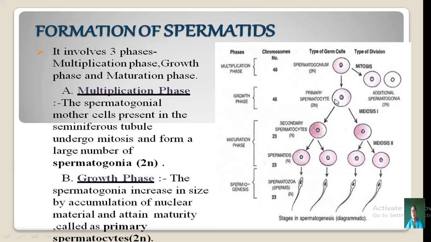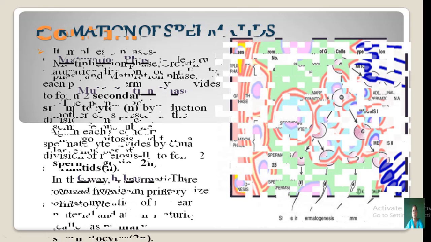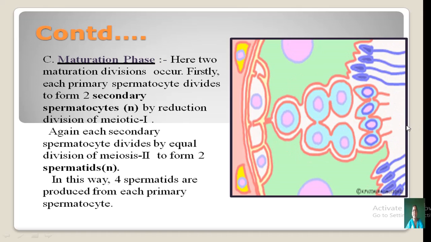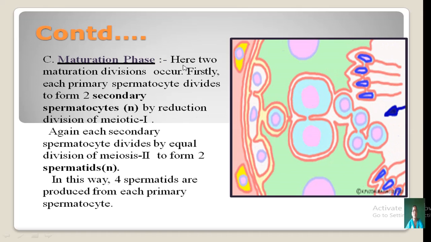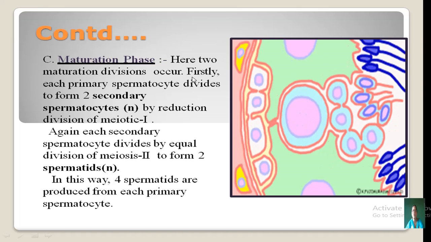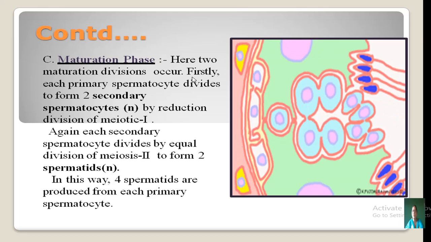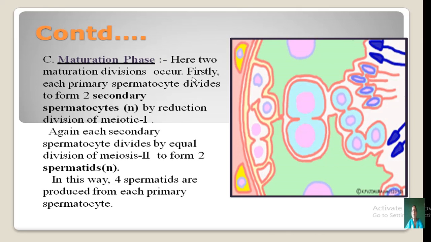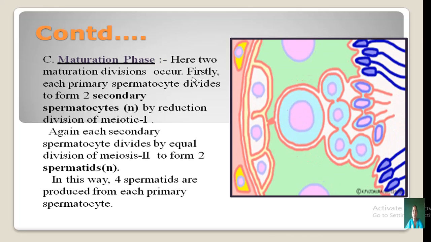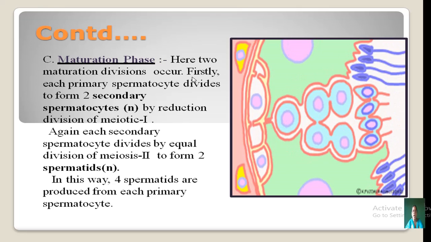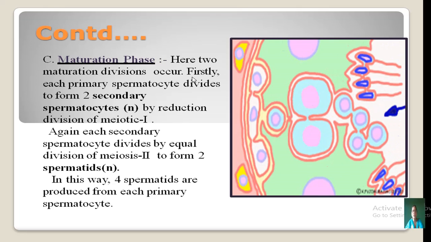The primary spermatocyte undergoes maturation division to produce the sperms finally by the process of meiosis 1 and then meiosis 2. Then come to the maturation phase. During maturation phase, the two maturation divisions occur. First division is called meiosis 1, second division is called meiosis 2. Meiosis 1 is reduction division where the chromosome number is reduced to half. But meiosis 2 is equal division where the chromosome number does not reduce.